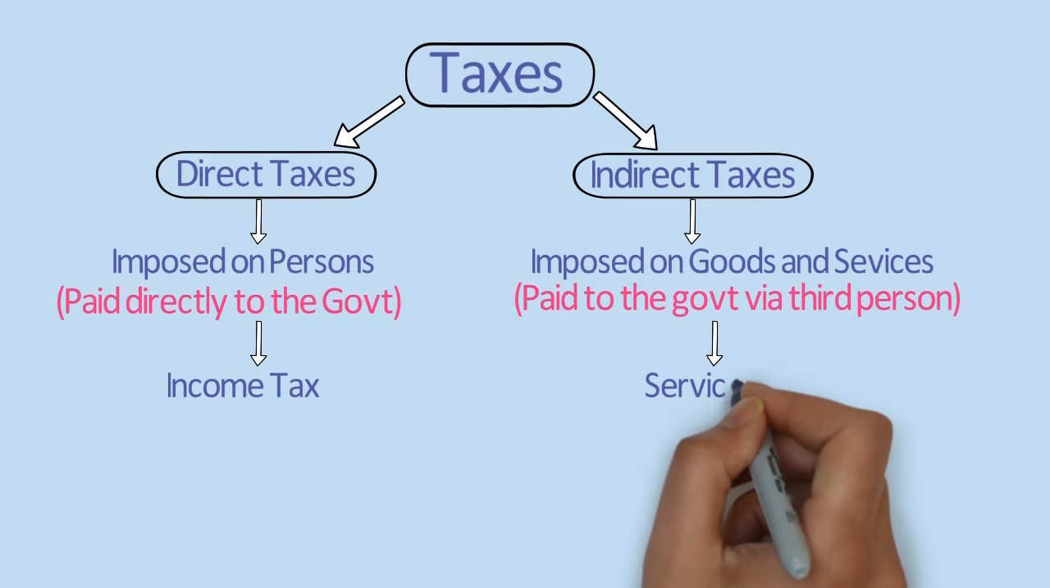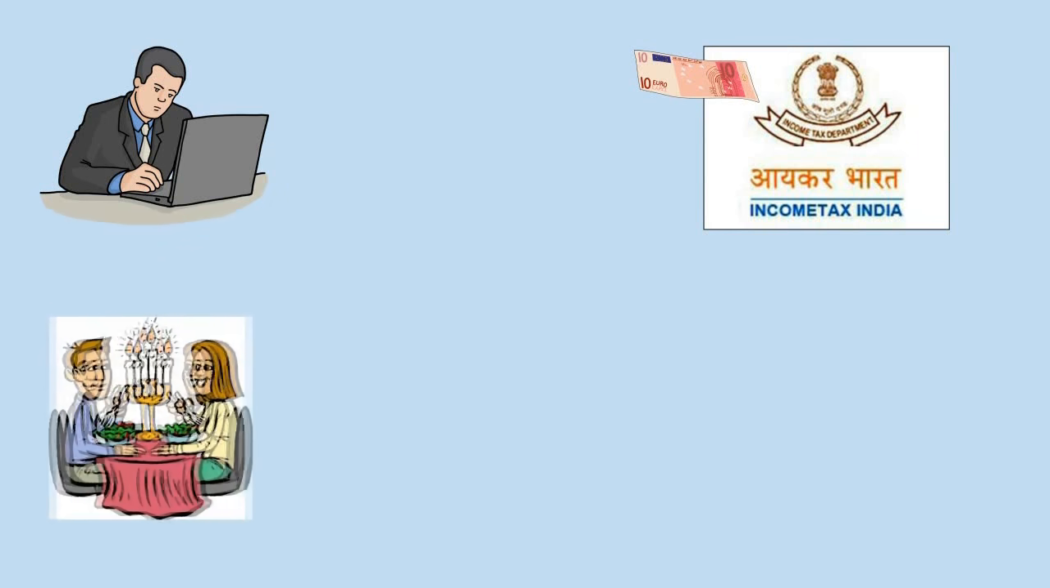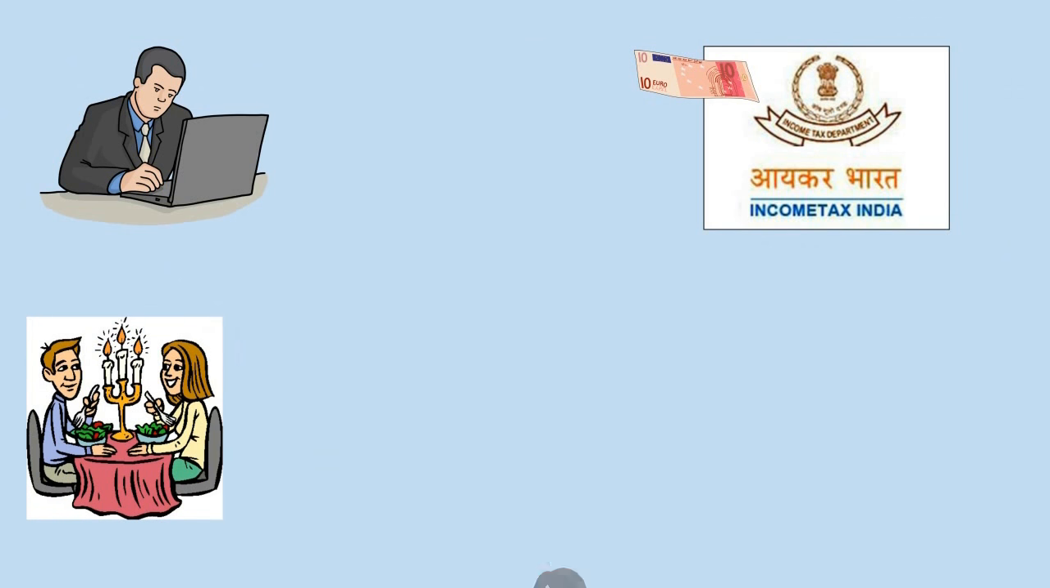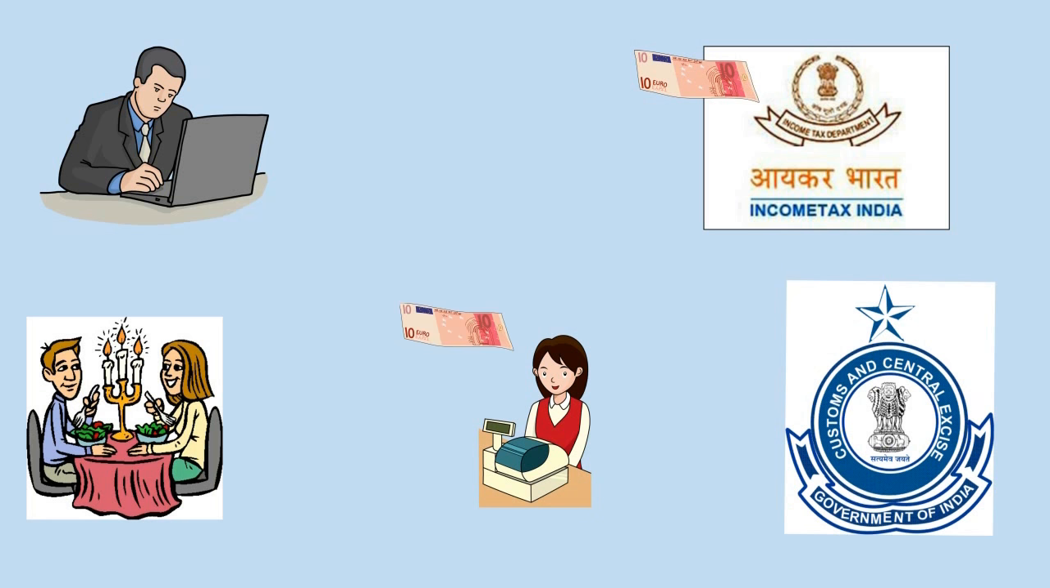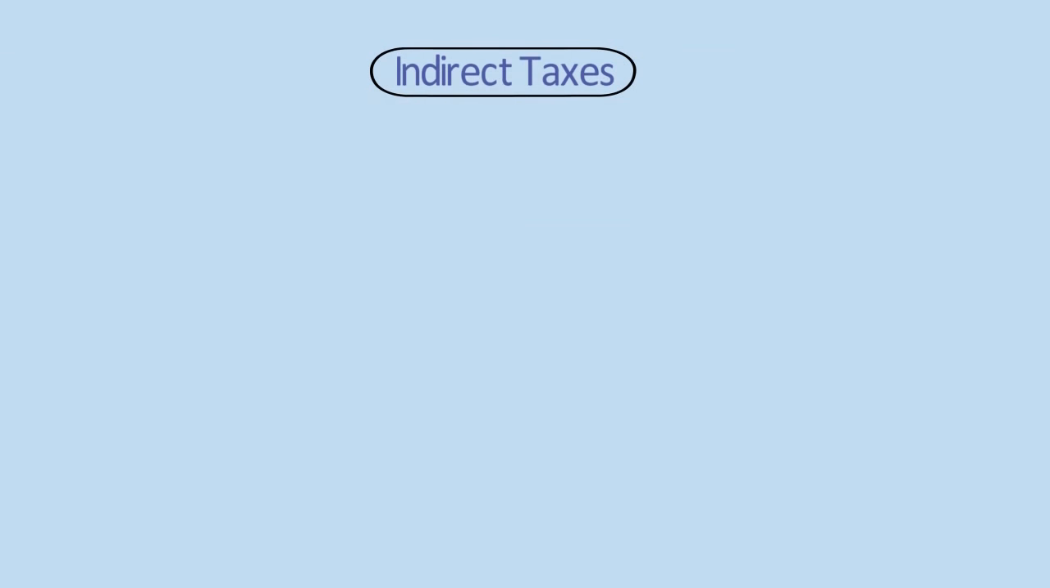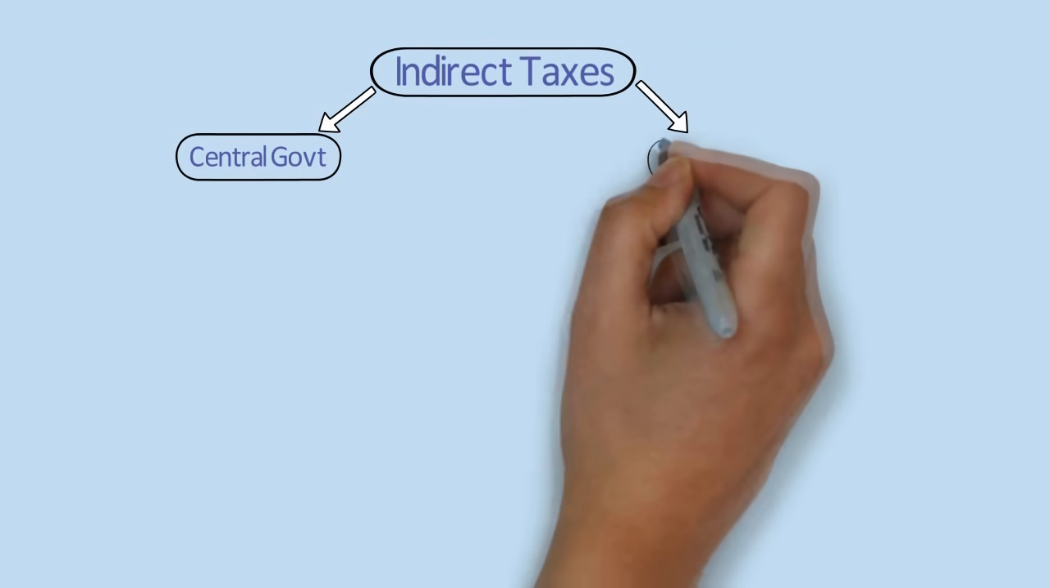For example, service tax. When you go and dine out in restaurant, you pay service tax which is included in the bill to the owner of the restaurant. That restaurant owner pays service tax portion to the government. In this way, you pay the taxes to the government via third person, so it is an indirect tax. In our country, indirect taxes are levied by central government as well as state government.